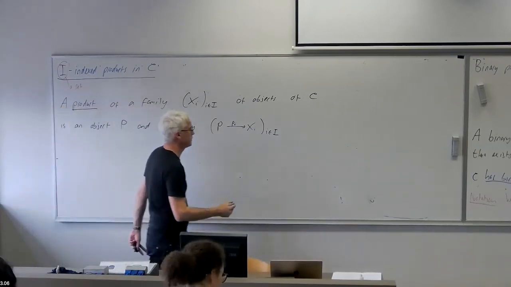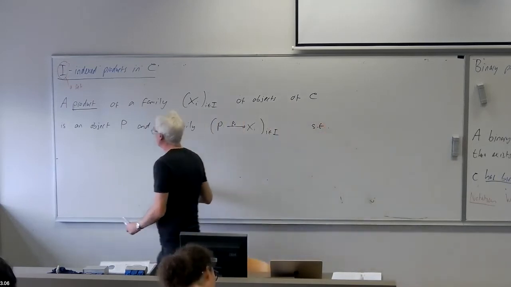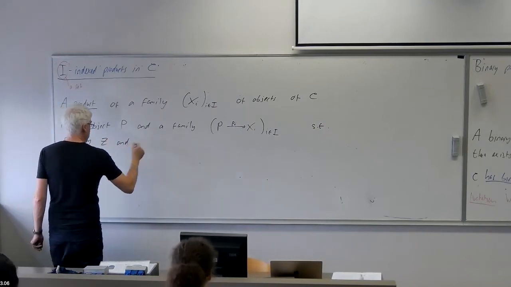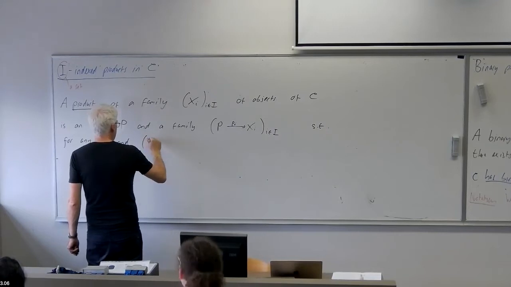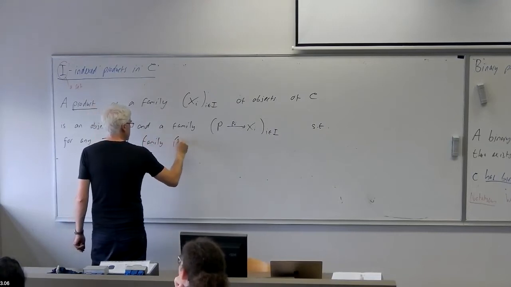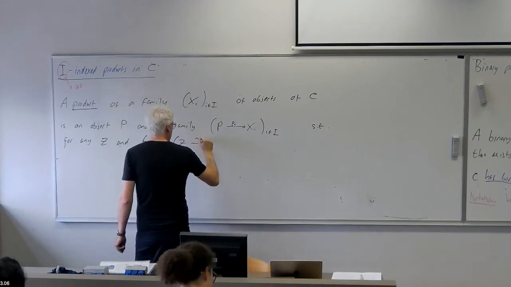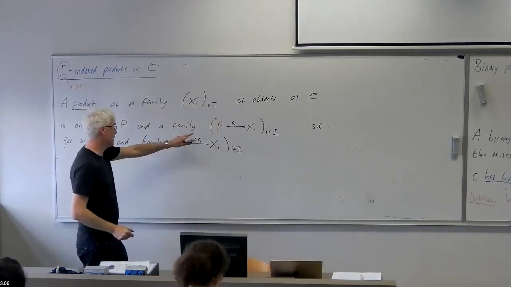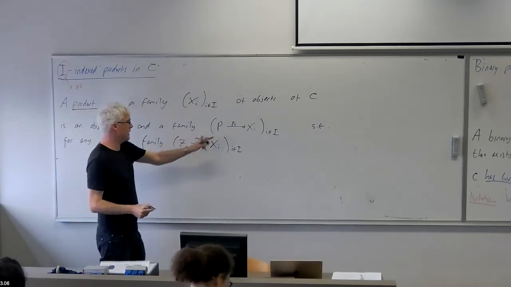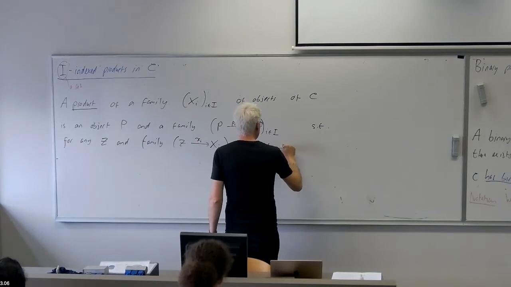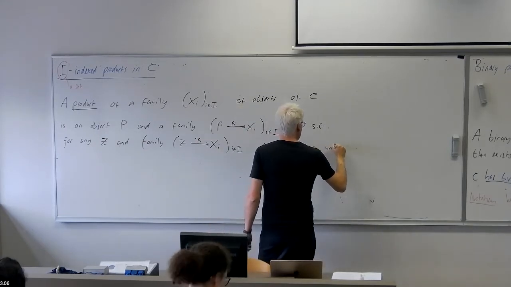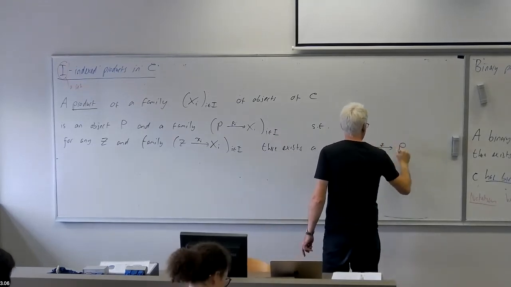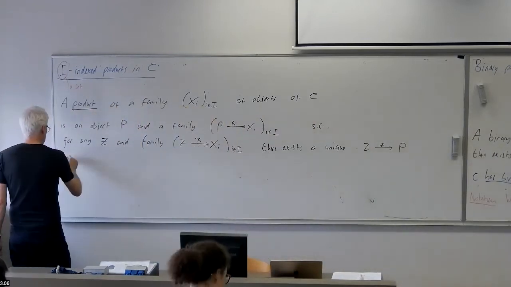So such that for any other object Z, could be the same object, doesn't matter, and a cone from Z, whose maps I will call little x sub i into the objects X sub i, there exists a unique map of cones from Z to P, a unique map, which I'll again call little z, from Z to P, such that all the triangles commute.